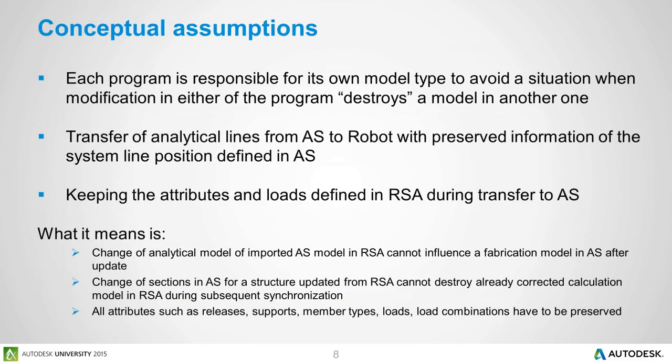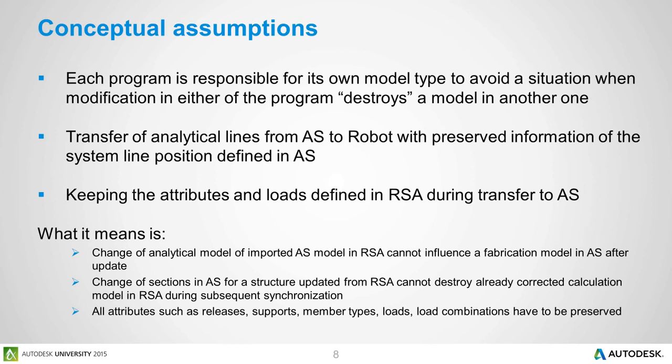Let me introduce the conceptual assumptions of the link first. The most important one we made at the link design stage was that each program is responsible for its own model type, to avoid a situation where modifications done in either of the programs destroy an already fine-tuned model in the other one. Another: transfer of analytical lines from Advanced Steel to Robot preserves information of the system line position defined in Advanced Steel, and keeps the attributes and loads defined in Robot during transfer to Advanced Steel.